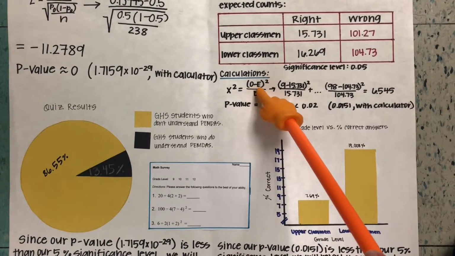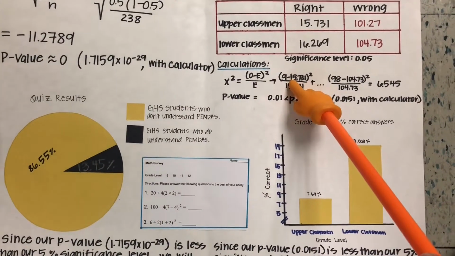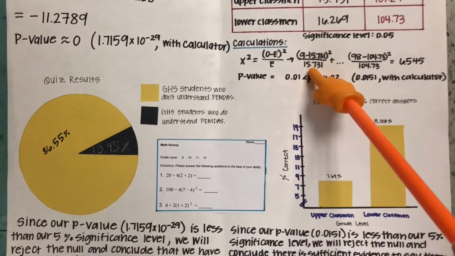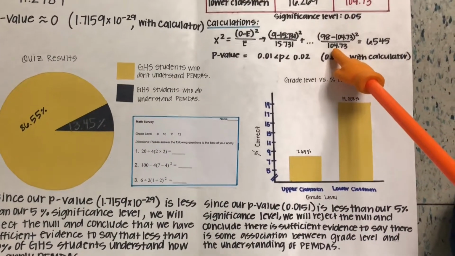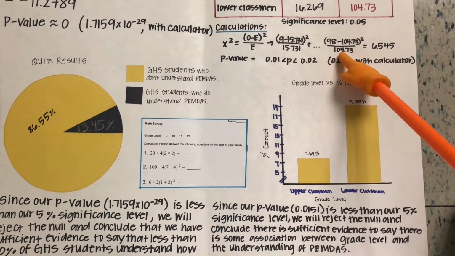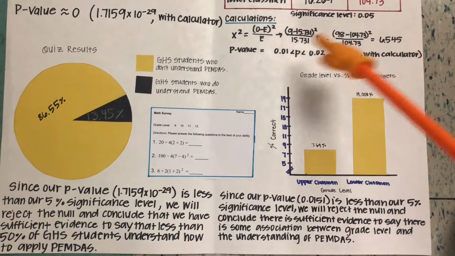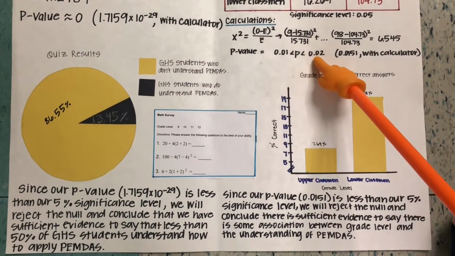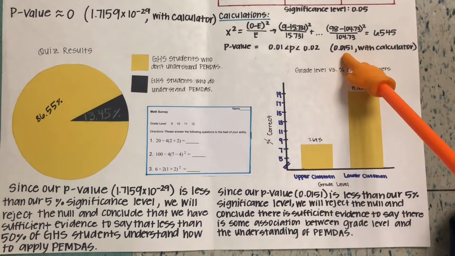Chi-squared equals observed minus expected squared over expected. First, we have 9 minus 15.731 squared over 15.731 plus the values in between, and our last value was 98 minus 104.73 squared over 104.73. This yielded a chi-squared value of 6.545. Using our table, we found a p-value between 0.01 and 0.02. With the calculator, we found a more specific value of 0.0151.